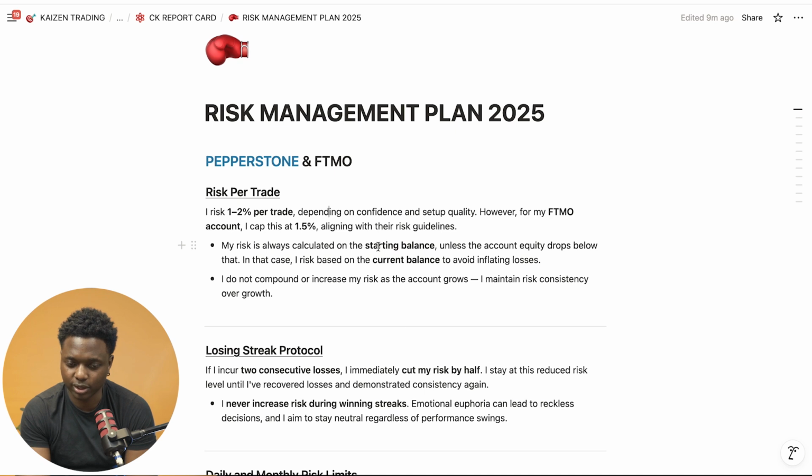Okay, I talked about this up here. Emotional euphoria can lead to recklessness and reckless decisions. And I aim to stay neutral regardless of performance swings. So whether my performance is good, whether my performance is bad, I want to maintain consistency in terms of risk management. Okay, so I hope you've enjoyed that, and I'll get deeper into it.